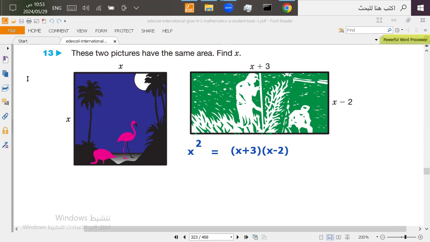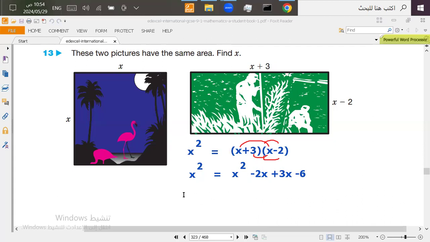And then you do the expanding part of these brackets. You do the same expanding parts. And then you find the value of x. So here, x squared, or x power of 2, will equal, this one will be x squared, same idea, x times x is x power of 2. And then x times negative 2 is going to be negative 2x. And then x times this, 3 times x is going to be plus 3x. And then 3 times negative 2 is negative 6.